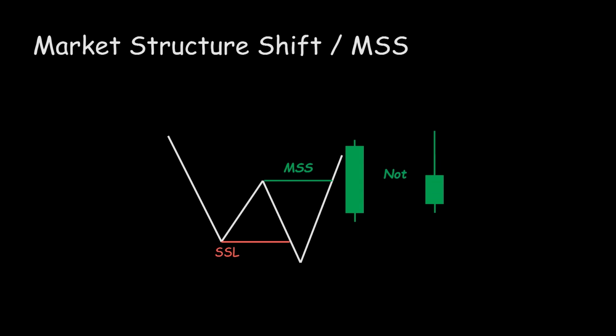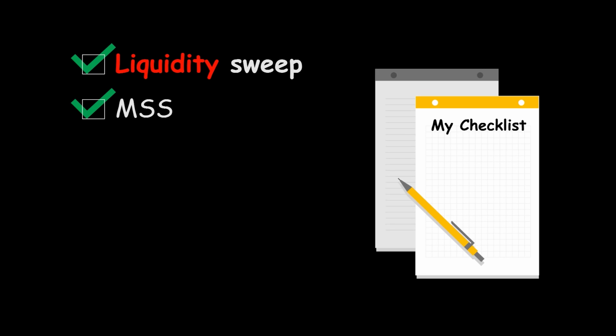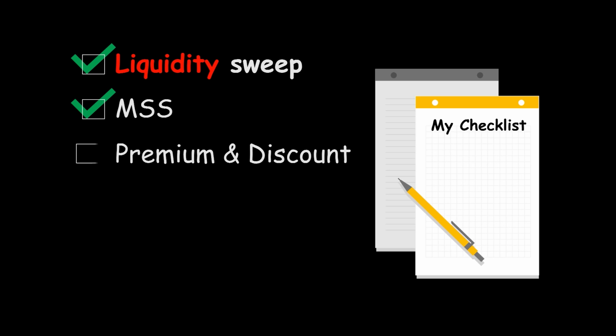This shift tells me that the market is no longer just collecting liquidity, it's now moving toward a new target or direction. Once I see that clear displacement, I know it's time to move on to the next part of the checklist. The next thing I look for is a retracement into a discount zone, and this is where there's a little bit of flexibility in my checklist.